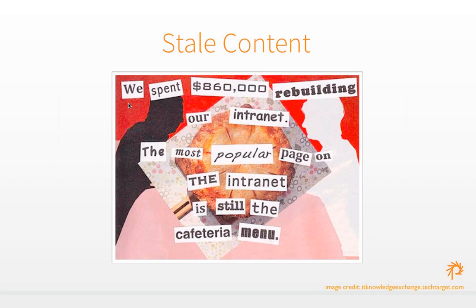Okay, well, let's move on to stale content. This is a common problem too. This one hits home for a lot of us. We spent $860,000 rebuilding our intranet, and the most popular page is still the cafeteria menu. The idea here and the question here is, what are people really coming to your intranet for? So Carlos, can you talk a little bit about your experience with clients in terms of how do they determine what people are coming to their intranet for, and also what to keep and what to get rid of?